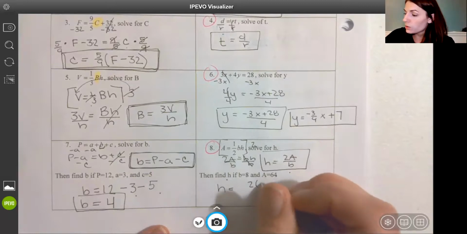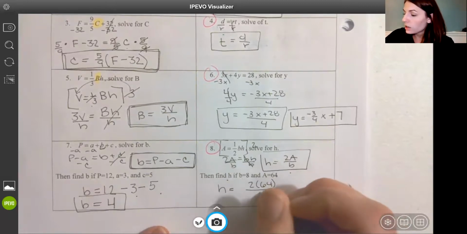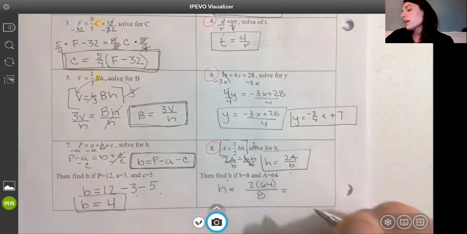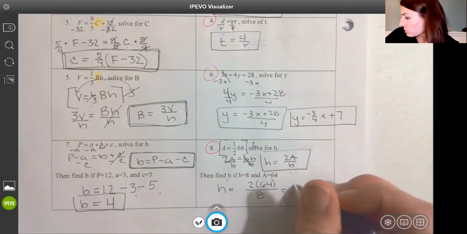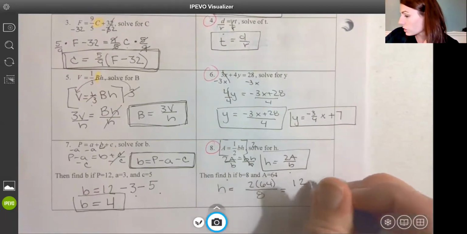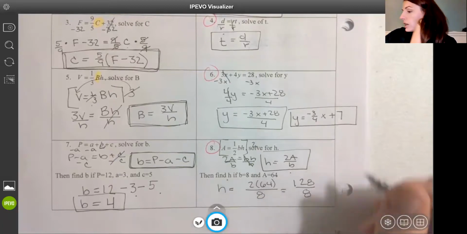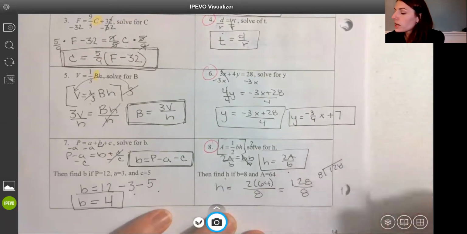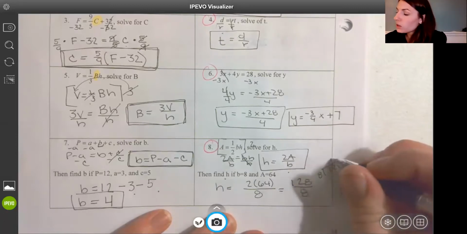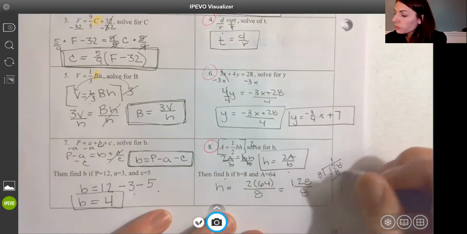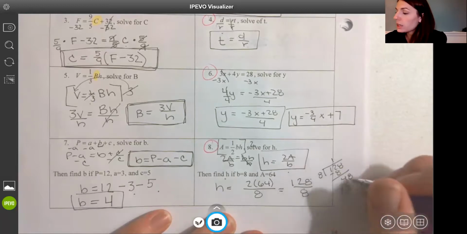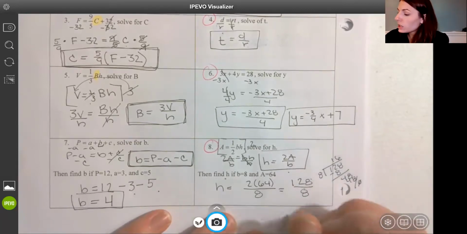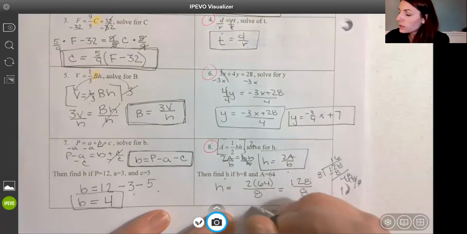equals 2a over 8. I can do, so 2 times 64 is going to give me 128 divided by 8. I'm going to do a little division over to the side. So 8 goes into 12 once, gives me 48. 8 goes into 48 6 times, goes in evenly. So H equals 16.